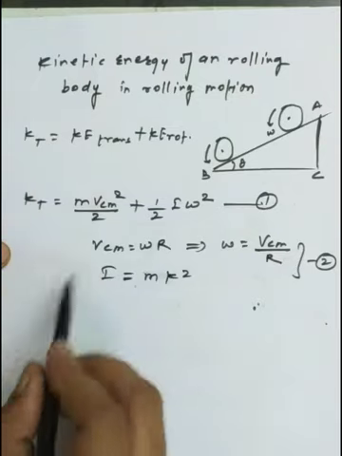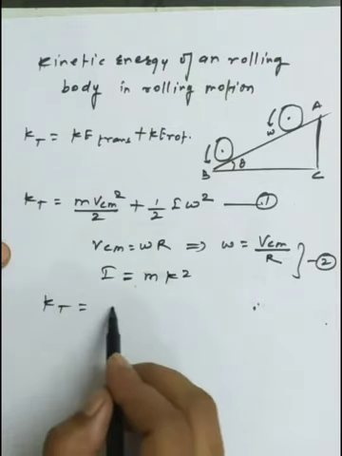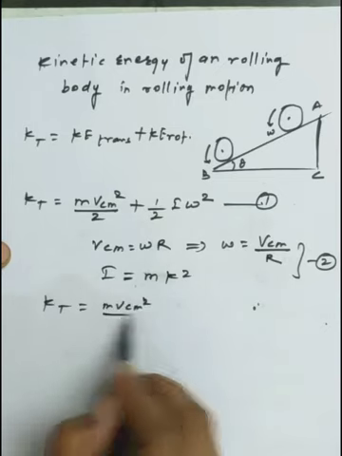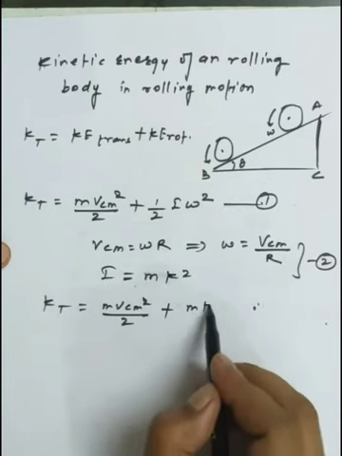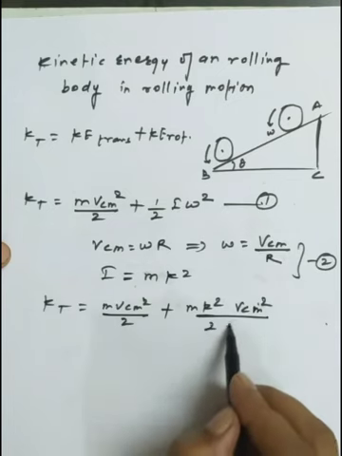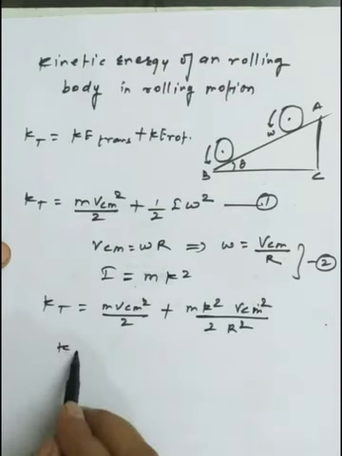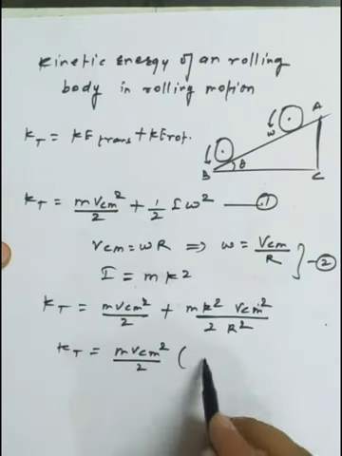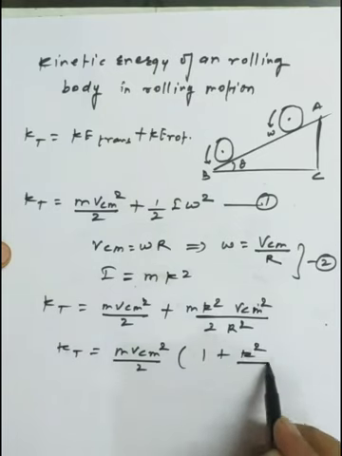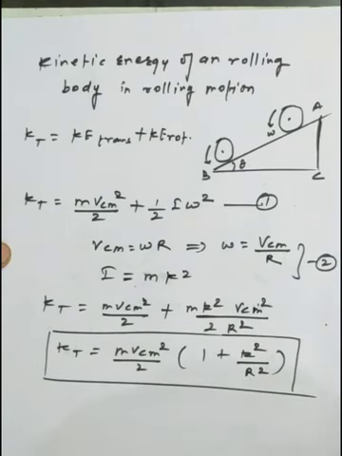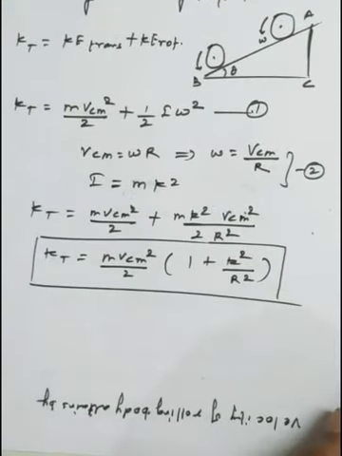Now we are just putting equation number 2 in equation number 1. So the total kinetic energy is m velocity of center of mass square by 2 plus I, which is mk square, and omega square is equal to vcm square divided by r square. Now I am just writing K total as velocity of center of mass square by 2 with the bracket of 1 plus k square upon r square. So this is the simplest total kinetic energy of a body which is rolling down an inclined plane. Okay, in the same way we can also discuss the velocity.